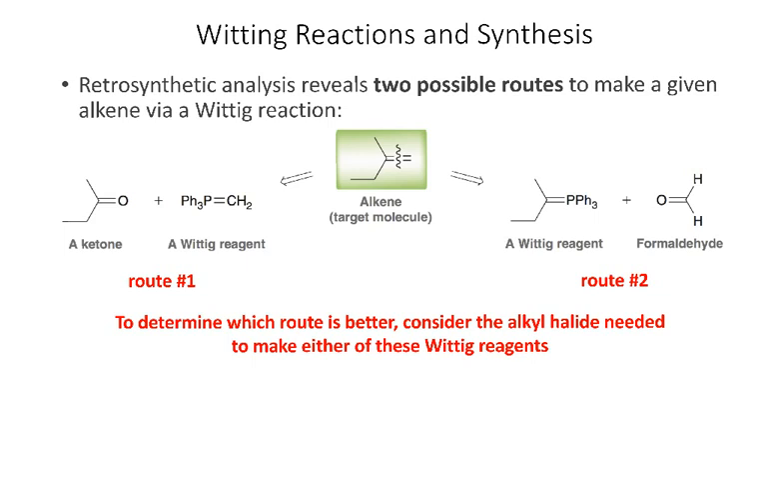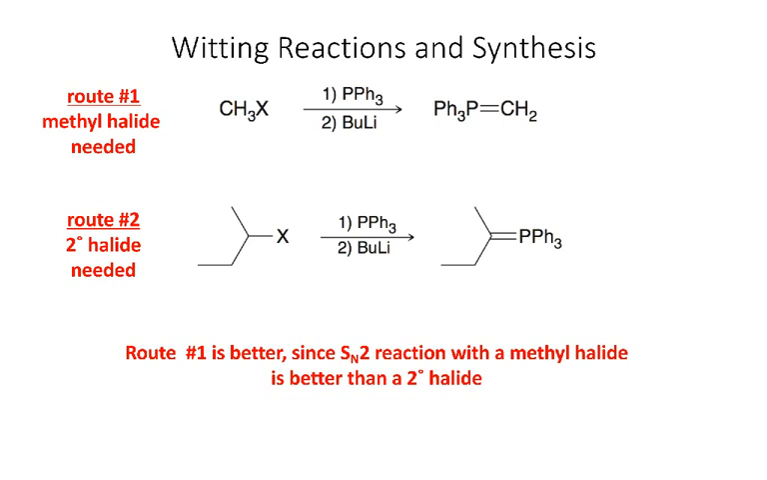So the alkyl halide that I would need to make this Wittig reagent would be a methyl alkyl halide, whereas the alkyl halide I would need to make this Wittig reagent would be a secondary alkyl halide. So again, these are the 2 alkyl halides that we would need to make the respective Wittig reagents.